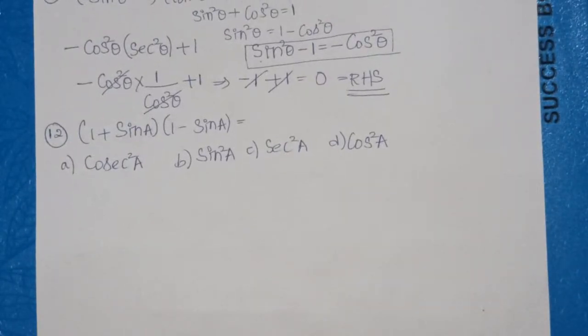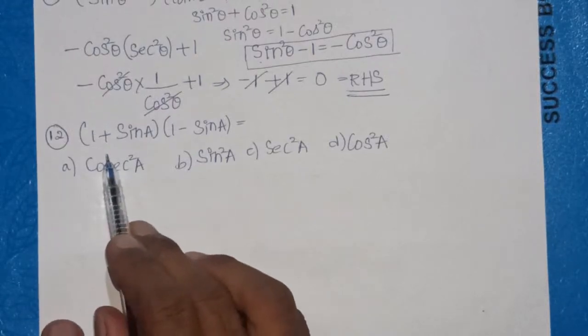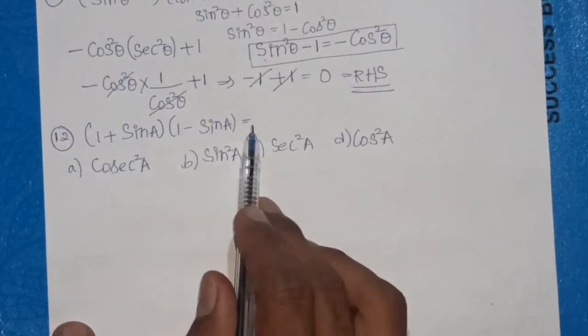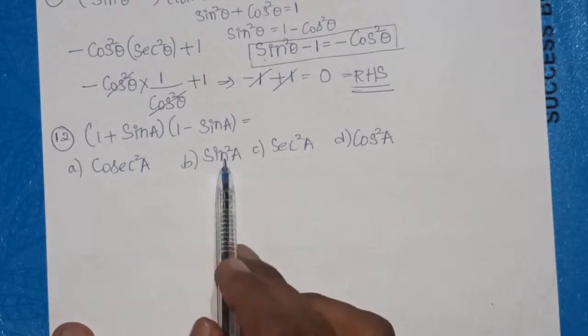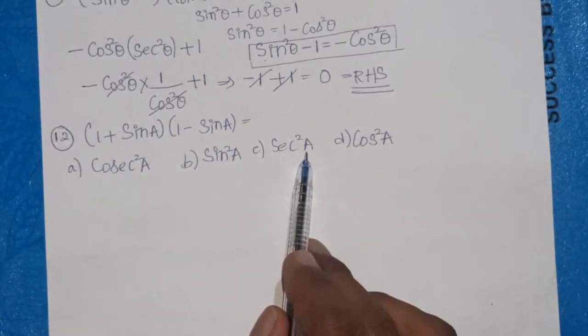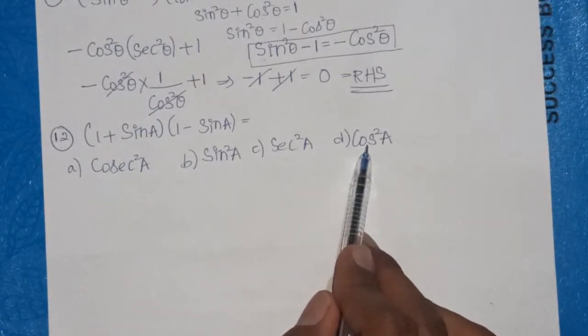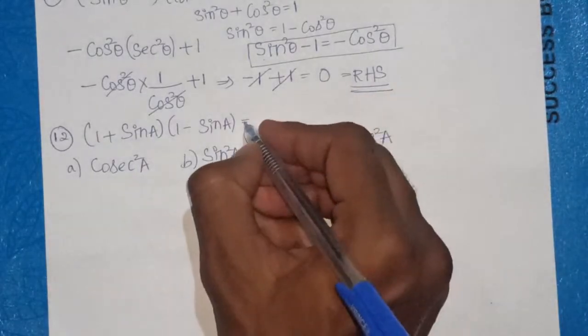Now let's move on to one more MCQ, that is (1 plus sin A) into (1 minus sin A) will be equal to cosecant square A, sin square A, secant square A or cos square A. Please solve this question and comment below in the comment section.